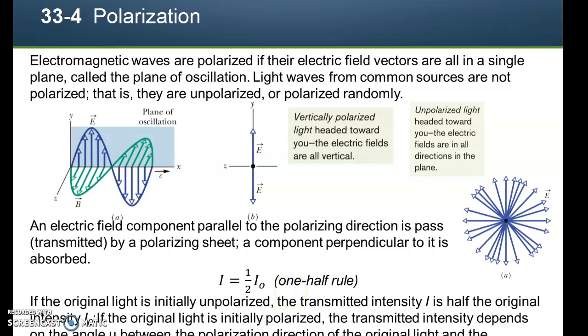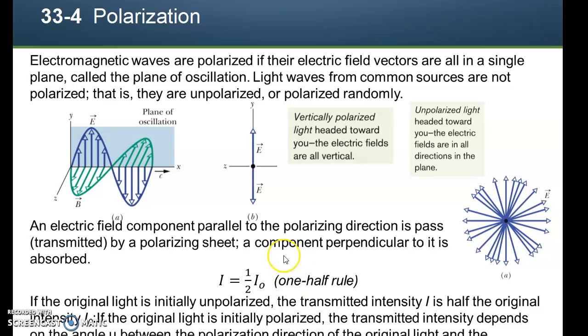Okay, continuing on with section 33.4, polarization. Electromagnetic waves are polarized if their electric field vectors are all in a single plane, called a plane of oscillation. Light waves from common sources are not polarized, that is, they are unpolarized or polarized randomly.